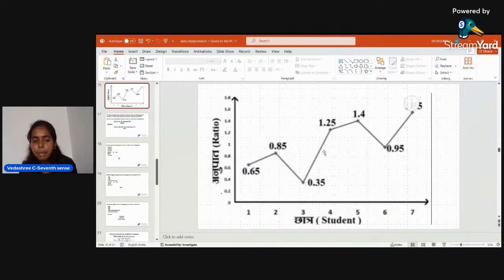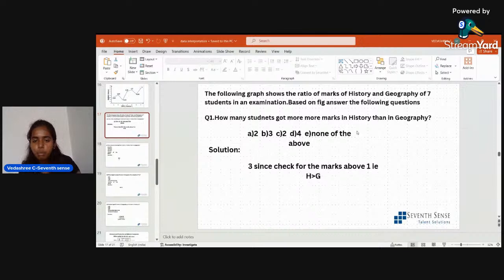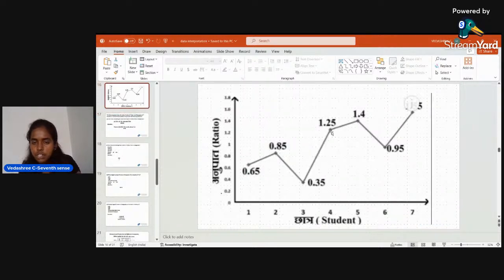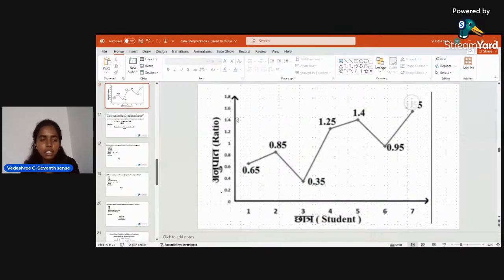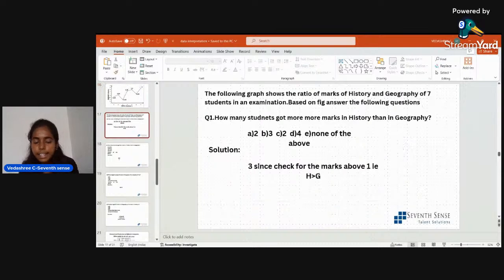Okay, in this bar graph, what is the first question here? How many students got more marks in history than in geography? So here 1.25, 1.4 and 1.5. These three are the more marks, so the answer is 3, since we check for the marks above 1, because history is greater than geography. Understood this question?